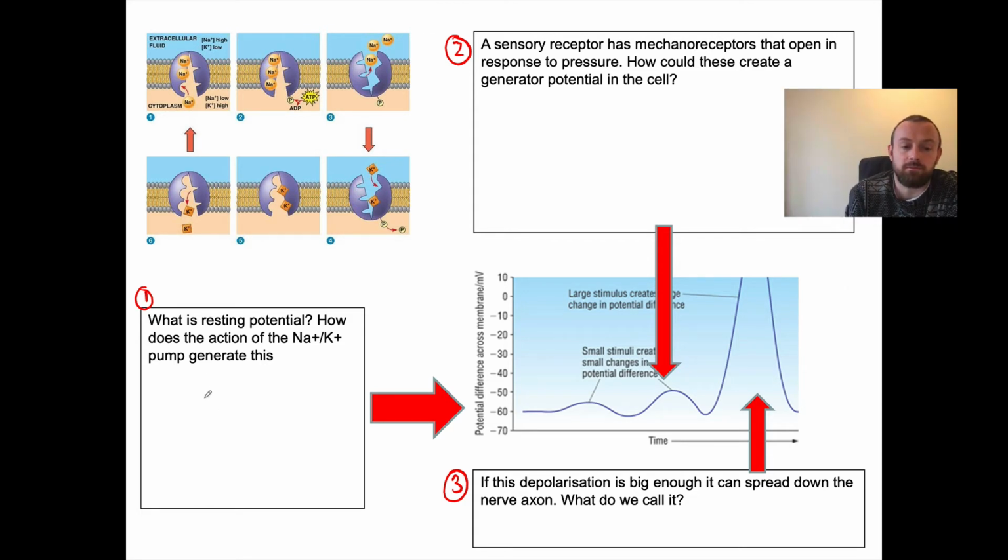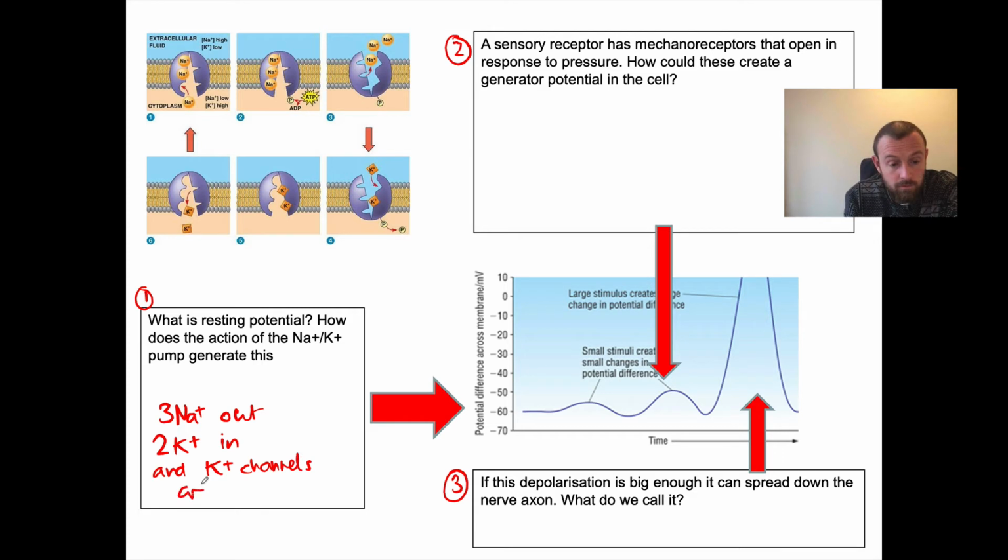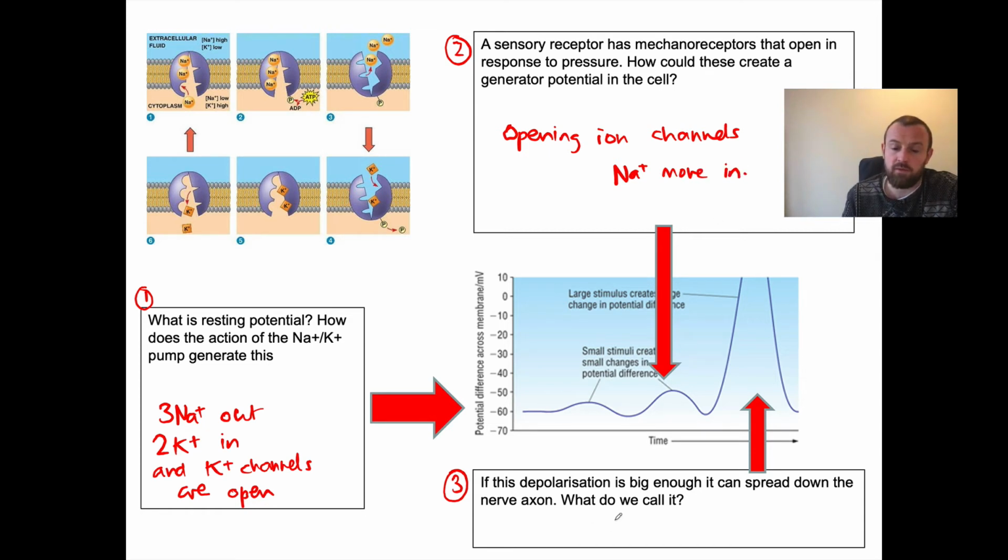Okay, let's quickly review the answers. Basically, this is 3 sodiums out, 2 K plus in, and also K plus channels are open in the membrane, so they move out as well. Over here, basically we have opening ion channels, and they're gated in some way. My favorite are those mechanoreceptors with a little trapdoor. So normally it's sodium ions move in. And then this one, if it's big enough, we call it an action potential.